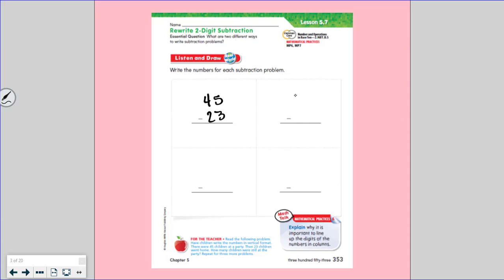So this time you should have come up with your 52 on the top. There were 52 cookies, and 21 of the cookies are sugar cookies. Whatever our answer is will tell me how many oatmeal cookies there are.